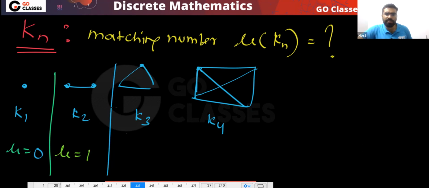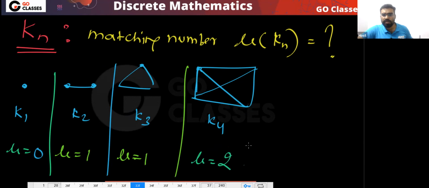Here what is the matching number? 1, because you can take this edge. Here the matching number is also 1. What about this case? Here the matching number is 2, because you can take AB, CD. Here the matching number is actually 2, because you can take AB, CD, something like this.